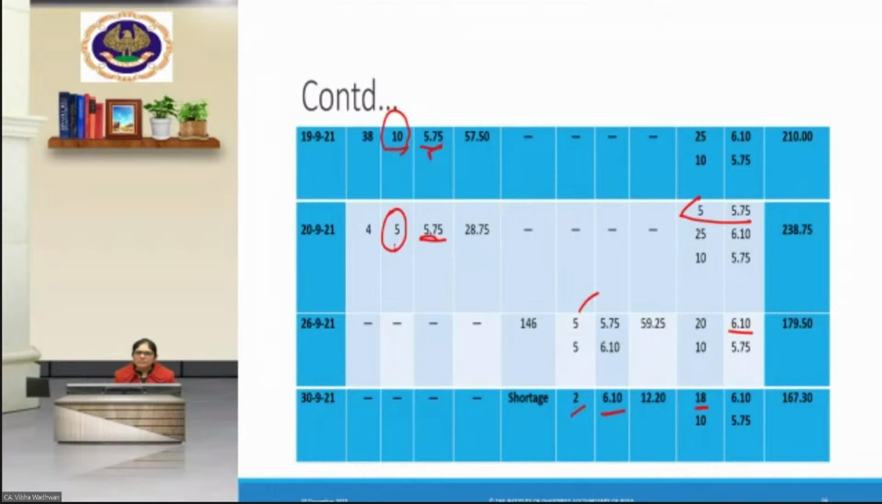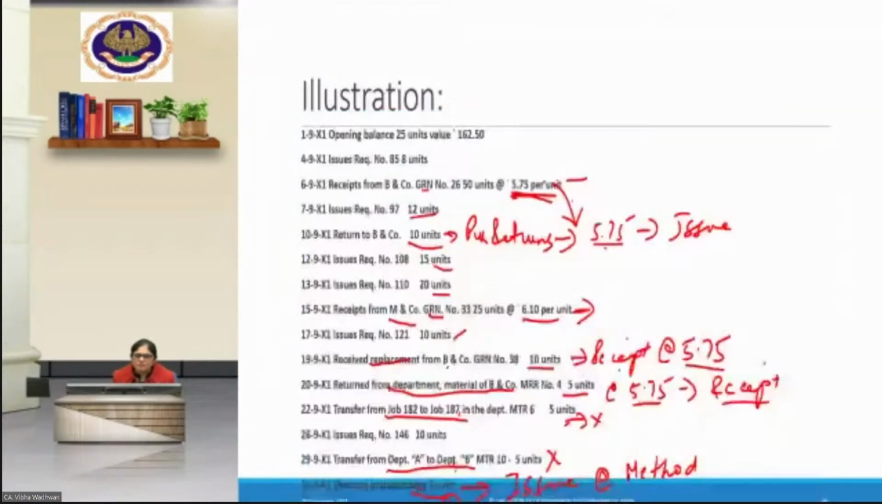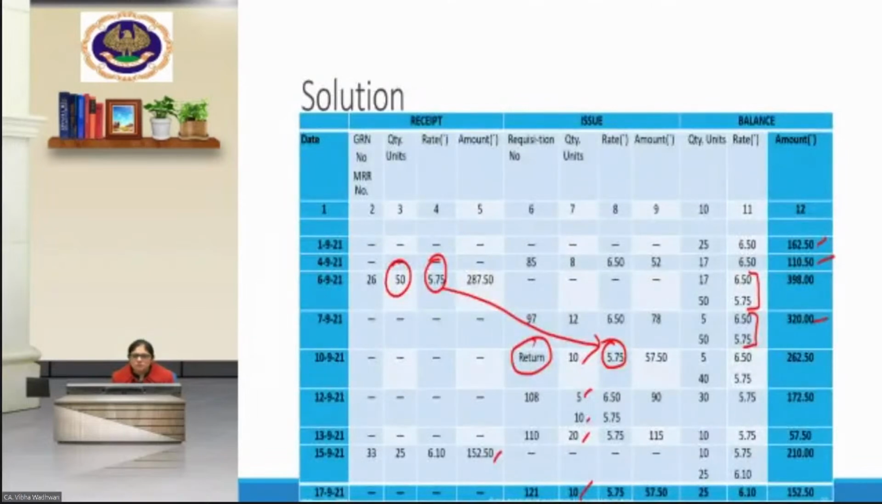So there are 4-5 adjustments which you need to understand here, which I have explained. Just quickly, purchase returns will be at the invoice price. Then replacement again at the same invoice price. Return from the department in the receipt column at the same price, because it's the FIFO method, and B and Company material must be issued at 5.75 only. Internal transfer from one job to another has no role in the stores ledger. Internal transfer from one department to another has no role in the stores ledger. All right. So that is how it goes.